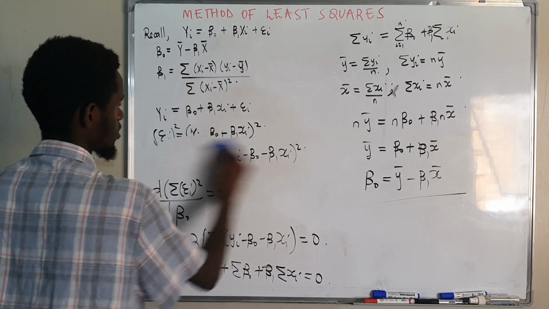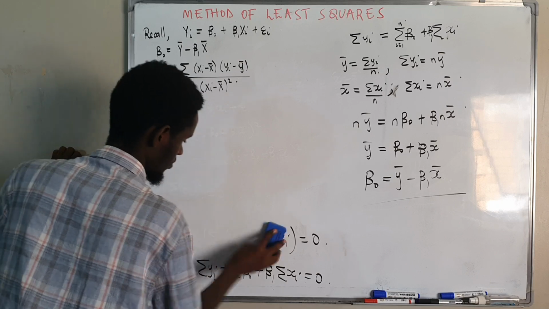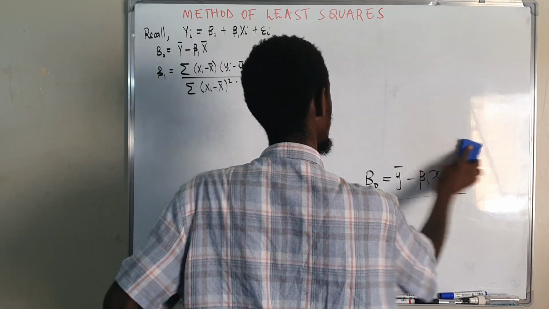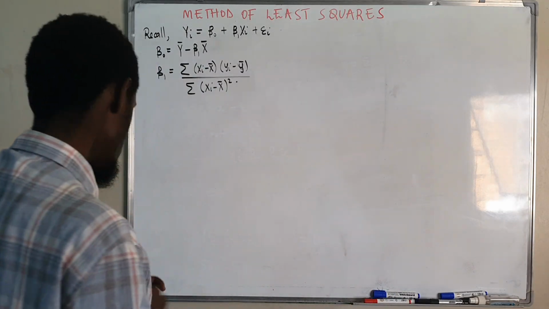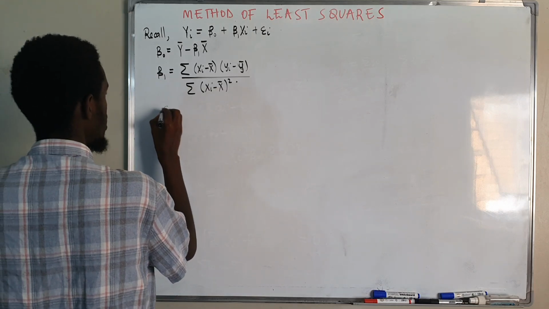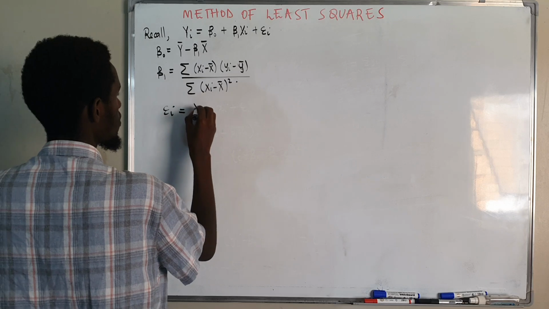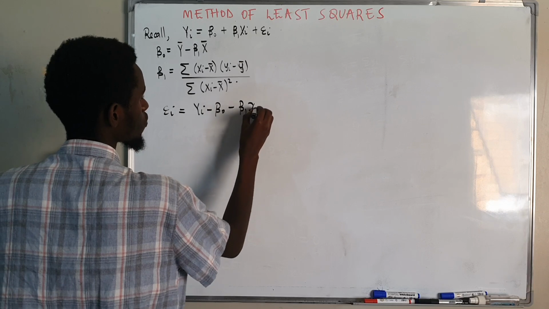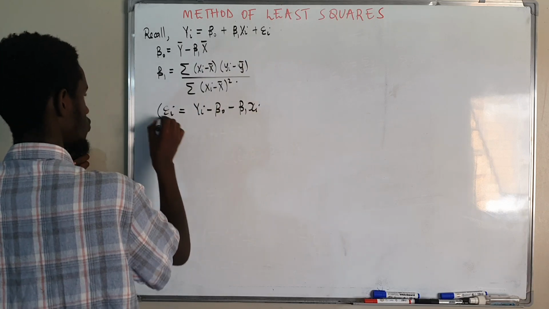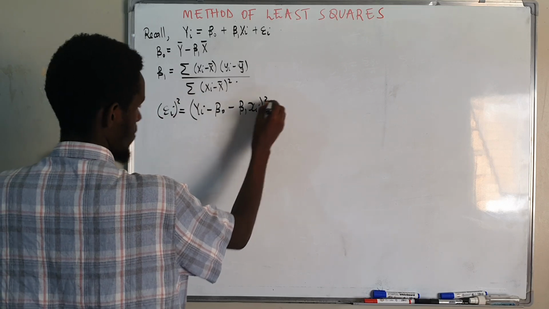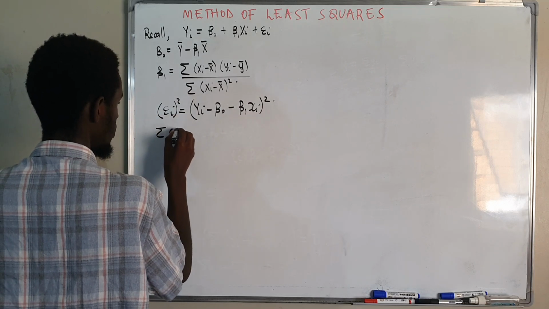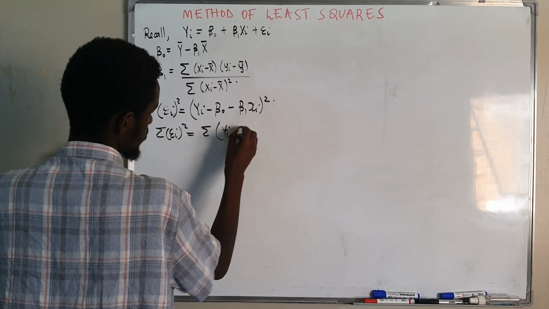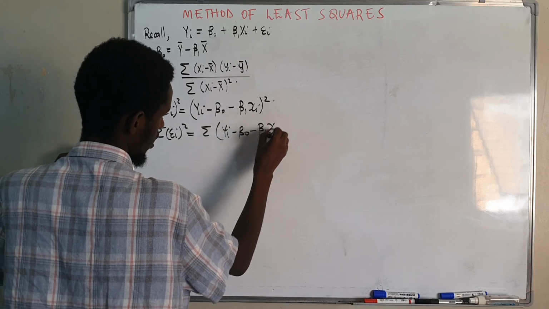I can put this off, which will help me have space. Remember, we said that our error term ei is the same as yi minus b naught minus b1 xi, just making the error term the subject. But remember, I have to square it. So the summation of all error terms squared is the same as the summation of all (yi minus b naught minus b1 xi).